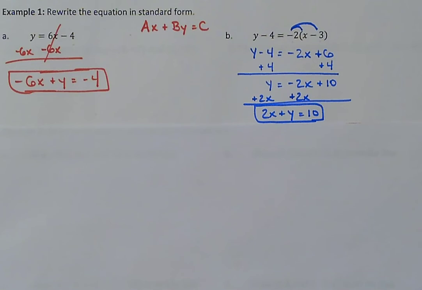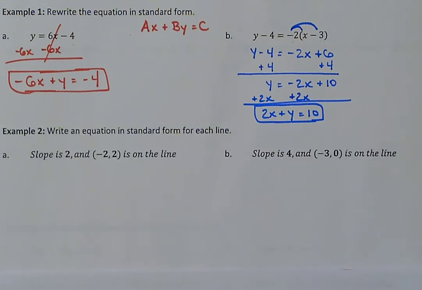So that is a quick demonstration to show you how we can change slope-intercept, like part A, into standard form, and how I can change point slope, like part B, into standard form. Now, both of those ideas will be really helpful as we continue with our lesson today. So let's go ahead and take a look at example 2 as we up the game.